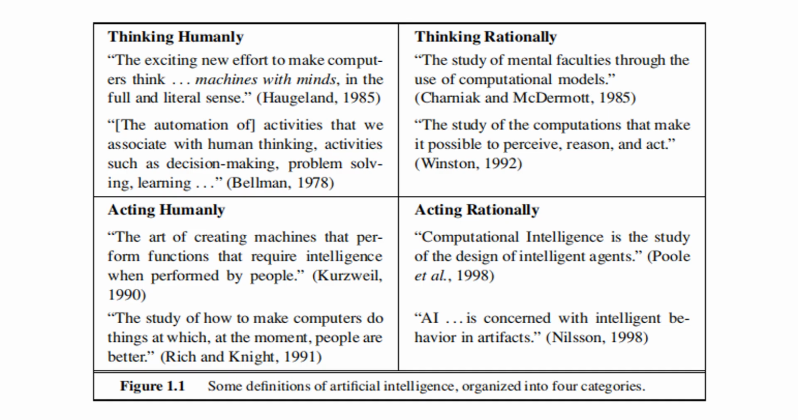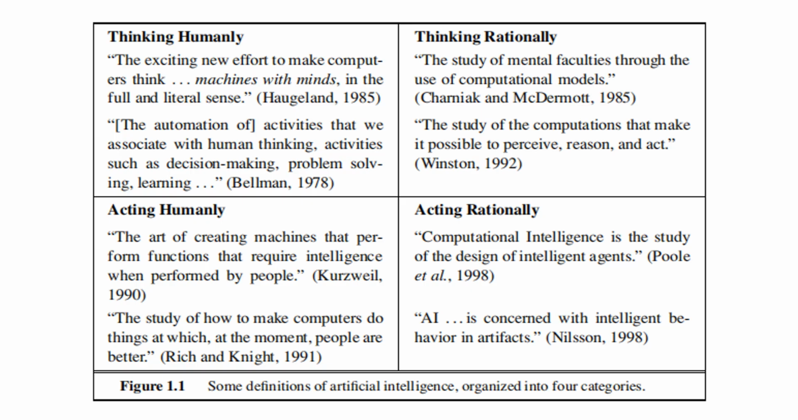So there are 4 approaches to define AI. These definitions are grouped into 4 categories based on 2 questions. The first one is, should machines think or act? That is the first question. And the second one is, should they behave like humans or rationally? These are the two questions.